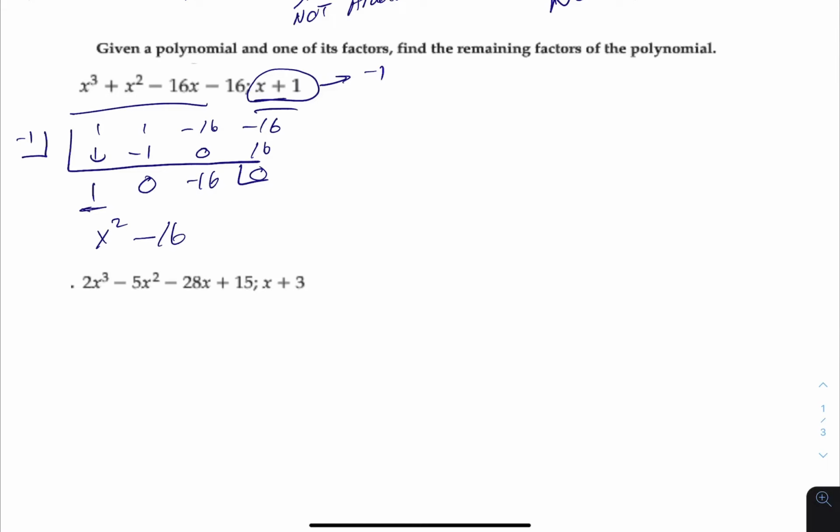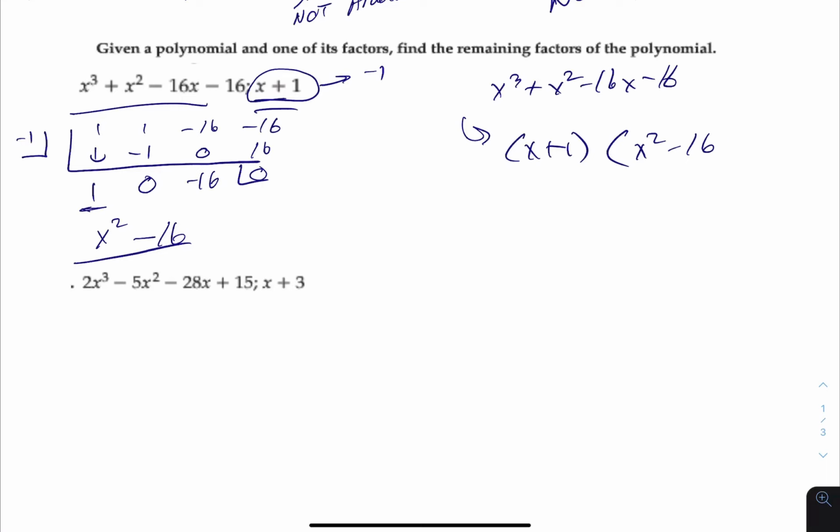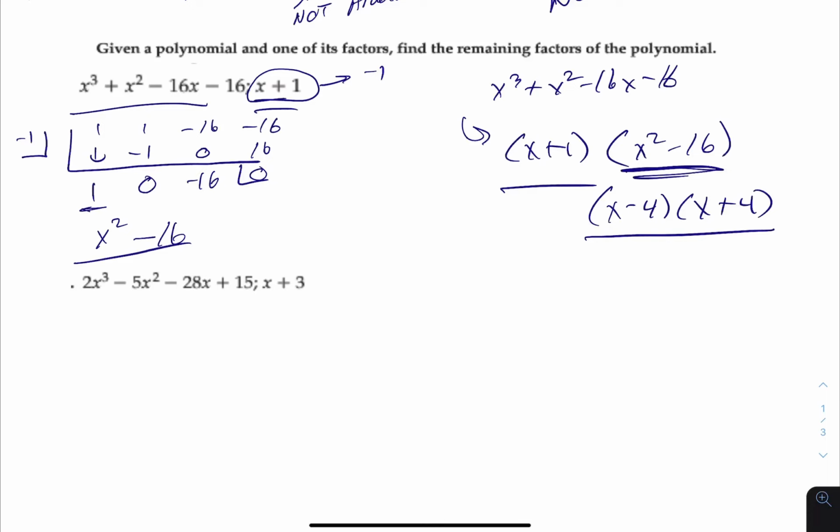So right now, if you want to factor this, we know it factors into x plus 1, and what I have left over, x squared minus 16. But I can factor this some more. It's the difference of two squares. That's x minus 4, x plus 4. So that's it, completely factored. You factor this by turning it into those things.